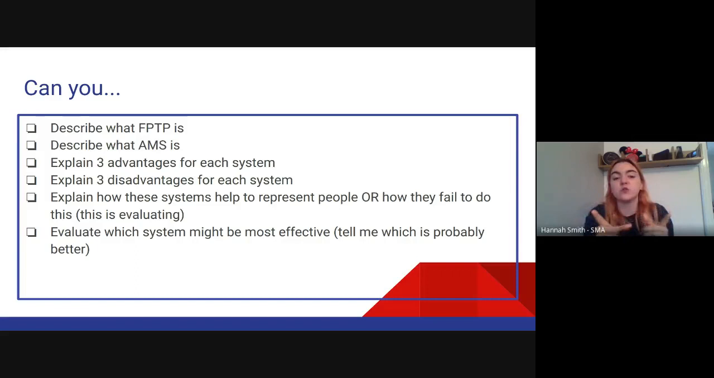Now, there is no right answer there because both first past the post and AMS are effective. They're also ineffective in certain areas. What I am looking for there is, if I was to ask you, which one do you think is better, give me your opinion backed up with evidence. So you can't just say, oh, that one. You need to tell me why. Analysis comes down to the why. The why, and I'm going to keep going on about that until we all feel confident and comfortable. I hope this all makes sense.